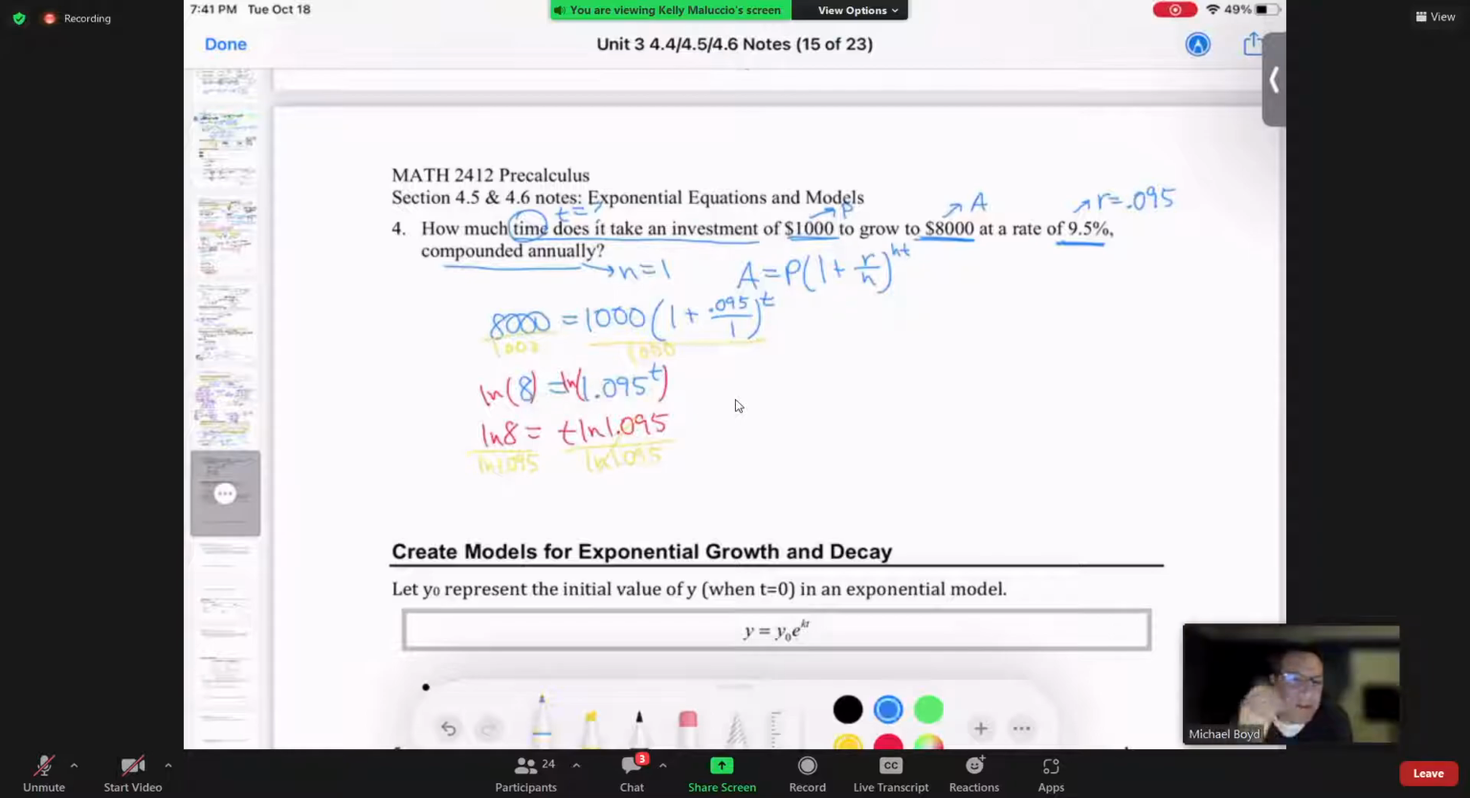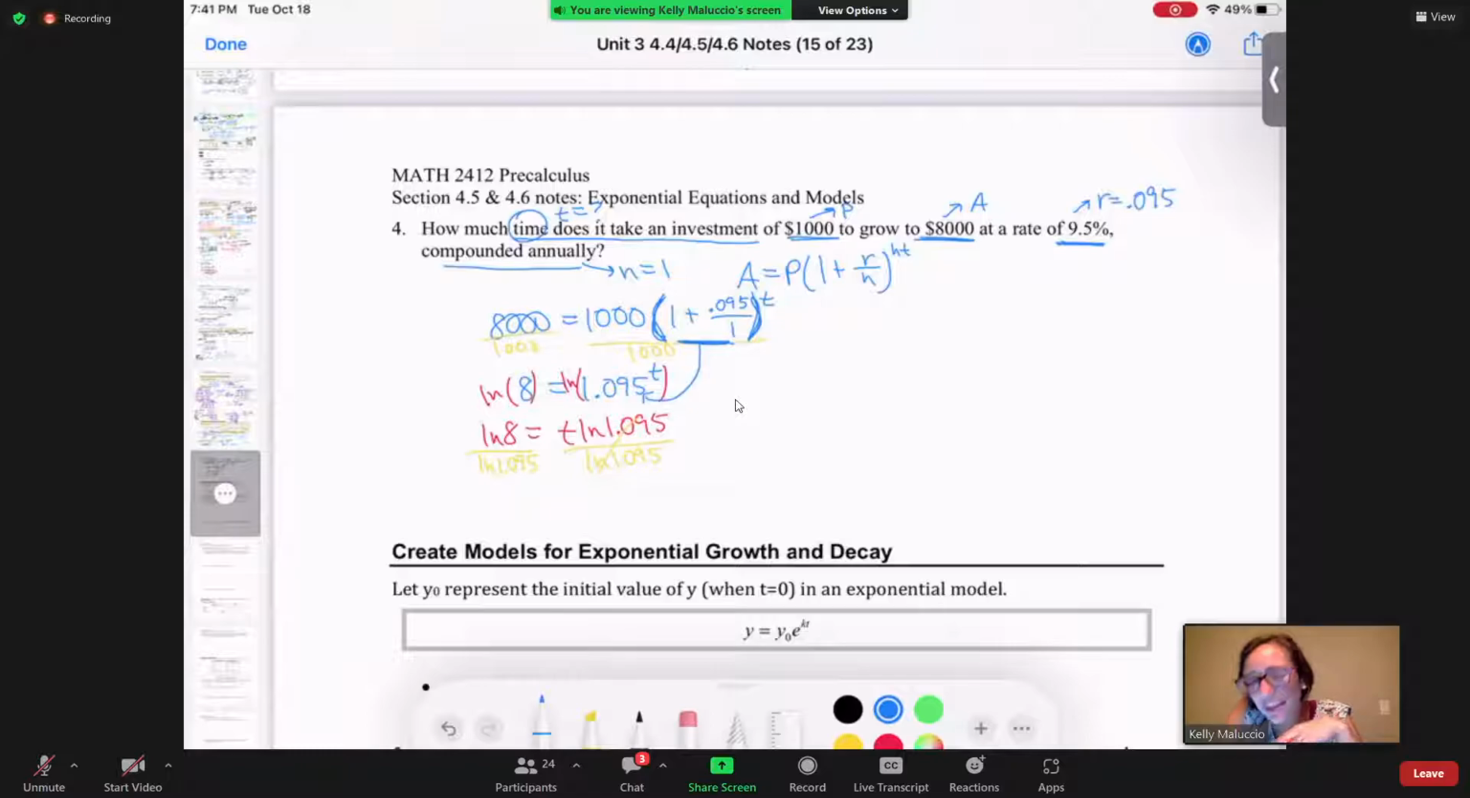You don't subtract the 1 from... Sorry, I added. This whole thing is raised to the T power, so I added that and combined it. Good question though. I did that very quickly and trickily. So this whole thing becomes 1.095. Makes sense? Yeah. Thank you.